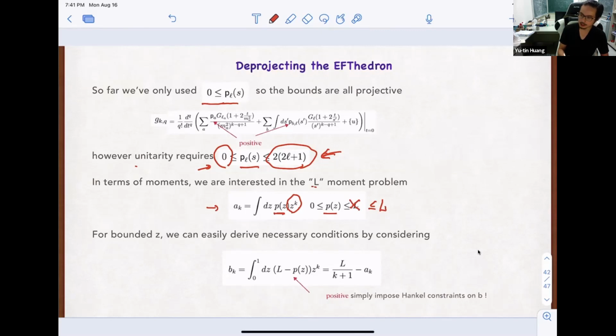So now I want to derive bounds that are no longer projective, that respect this L. If L changes, so for us, L is equal to 2. Of course, there's a very simple thing you can do. If the moment is taking value between a bounded region, then you can do a very simple thing. You just write L minus PZ, and you consider this new moment problem, BK. Since you already assume that PZ is always smaller than L, that means that this factor here is positive.